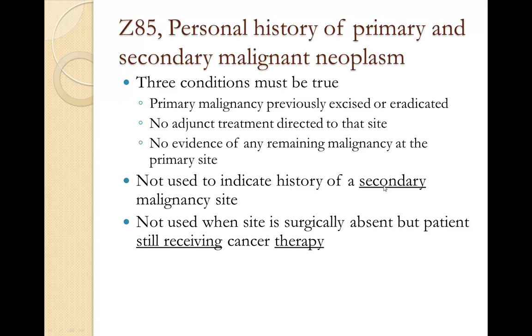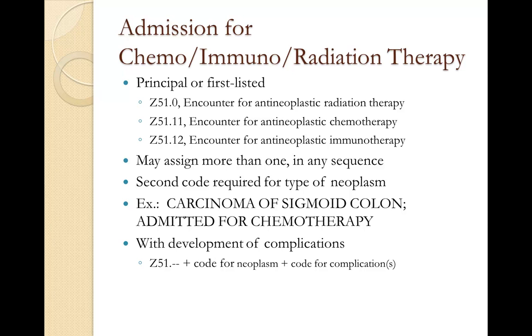It's not used to indicate history of a secondary site, just primary. And again, even if the site's surgically absent, but they're still undergoing therapy, we're not going to use that Z85 code. And again, you can find that code in the index: history, personal history of neoplasm, malignant neoplasm.